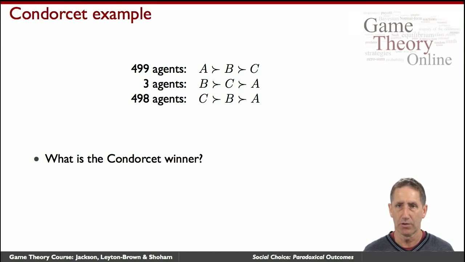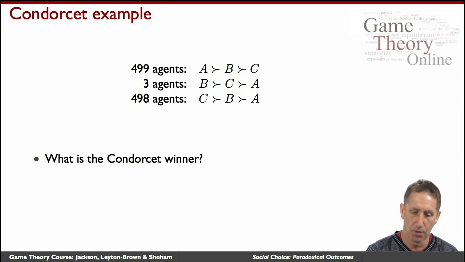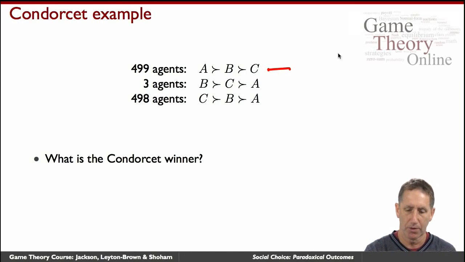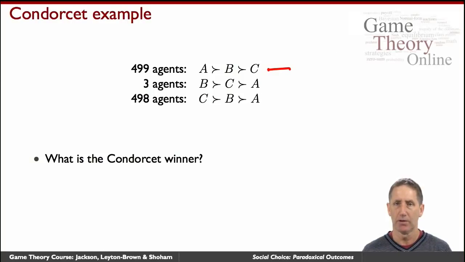Let's start with the Condorcet condition, which on the face of it is incontrovertible. And consider the following example. So here we have 1,000 agents, and here are their preferences. So for example, 499 of them prefer A to B to C, and so on for the others. First question: not every voting situation has a Condorcet winner. Does this one have one? It's a good time for you to pause the video and think about it.